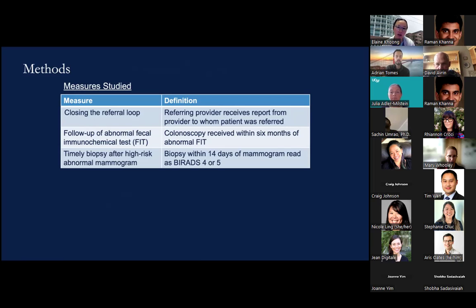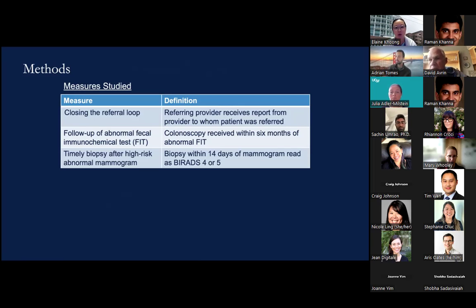The third measure looked at whether somebody had a high-risk abnormal mammogram. When you get a mammogram, it gets rated for the risk of cancer, and BI-RADS 4 or 5 is really high risk, and so it needs to be followed up by a biopsy. This looked at whether somebody got a biopsy within 14 days of that result.